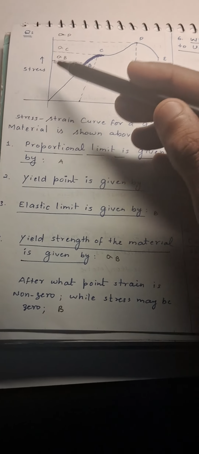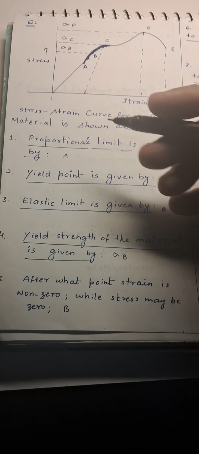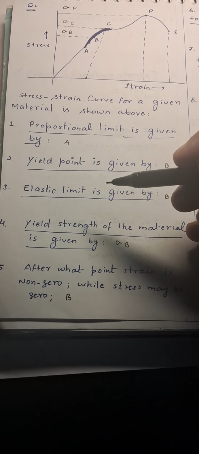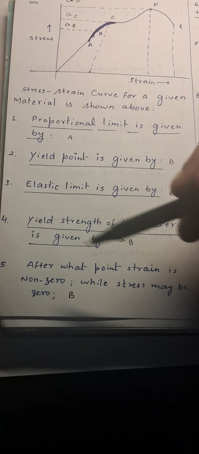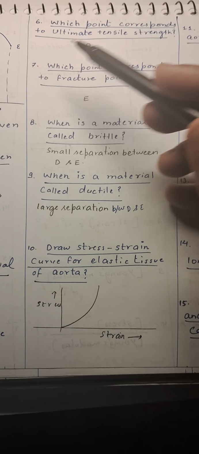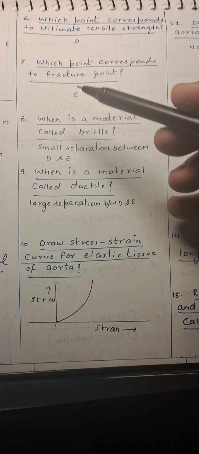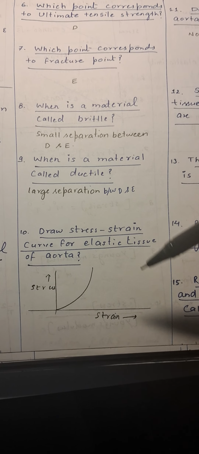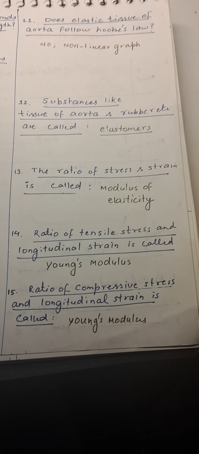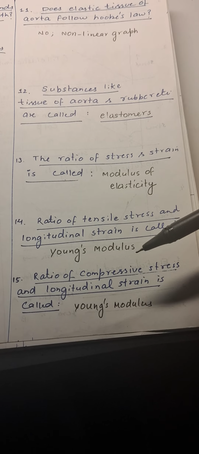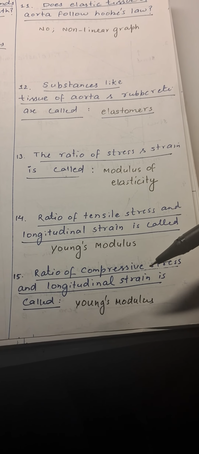Then we have a question on stress strain graph analysis as shown in the figure, and calculation of various limits like proportional limit, yield point, elastic limit, yield strength, after what point strain is non-zero while stress may be zero. Then the ultimate strength, fracture point, brittle material, ductile material, stress strain curve for elastic tissue of aorta. Then, does it follow Ohm's law? So the basic level question on that, needed to check your basic understanding of the topic.